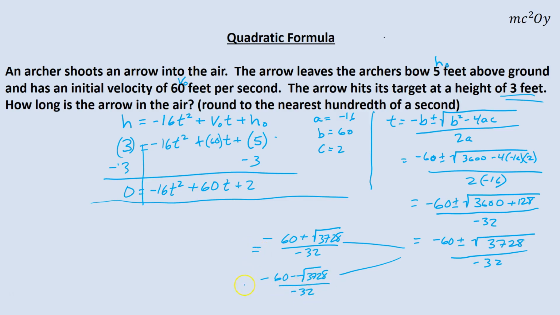And so if we plug it into our calculator, we get an approximation of negative 0.03 to the nearest hundredth there. And this one gives us an approximation of 3.78. Now, this is in terms of seconds. So this is saying negative 0.03 seconds. Well, your time can't be negative, so that one's not going to work. 3.78 seconds looks like is our winner. And that means the arrow's in the air for 3.78 seconds. All right, well, that's all there is. Well, good luck.